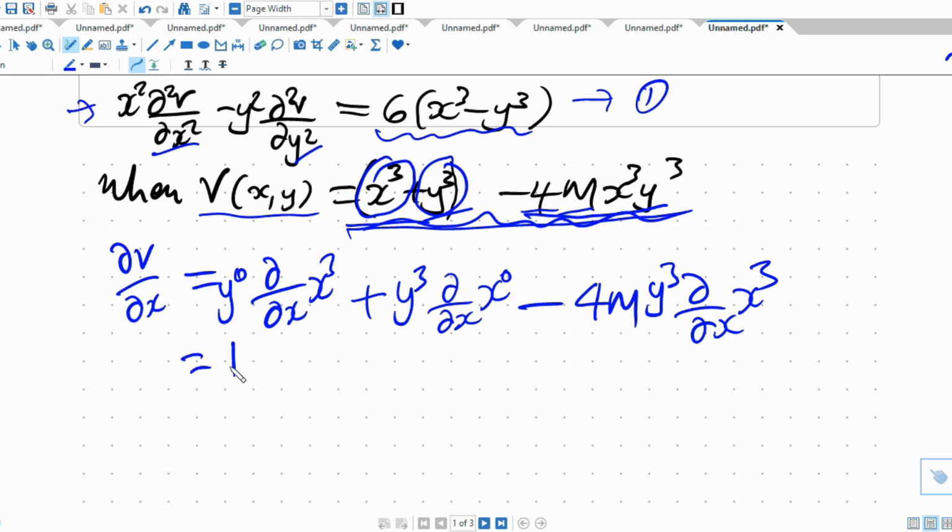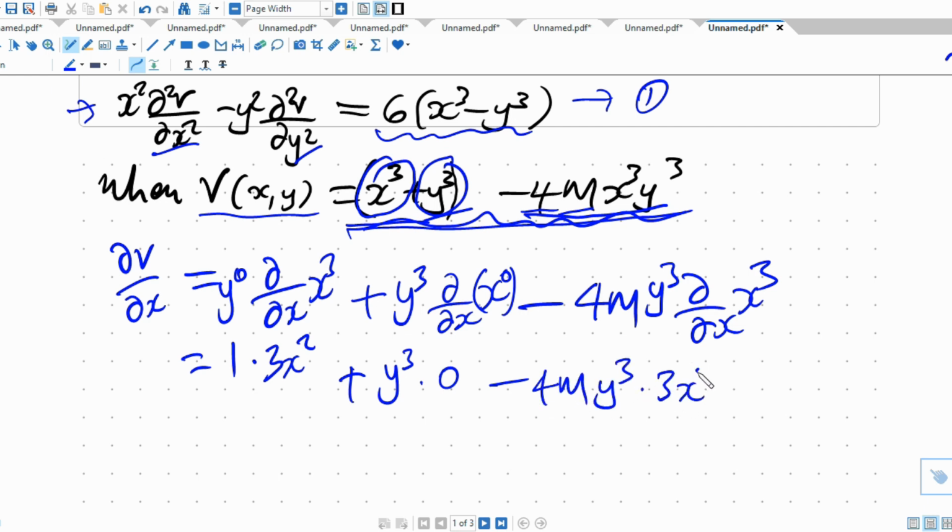y to power 0 here is 1, and that one is multiplied by differentiating x cubed, which becomes 3x squared, plus y power 3, and then differentiating x power 0 is like differentiating a constant, because any number raised to power 0 is always 1. So differentiating a constant like 1, you will always get 0, right? And then subtract 4m y raised to 3 times 3x squared after differentiating over there.